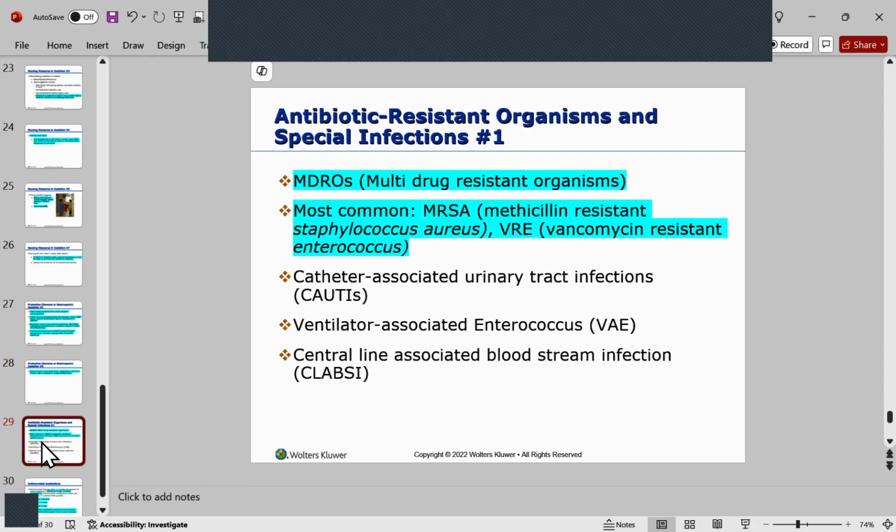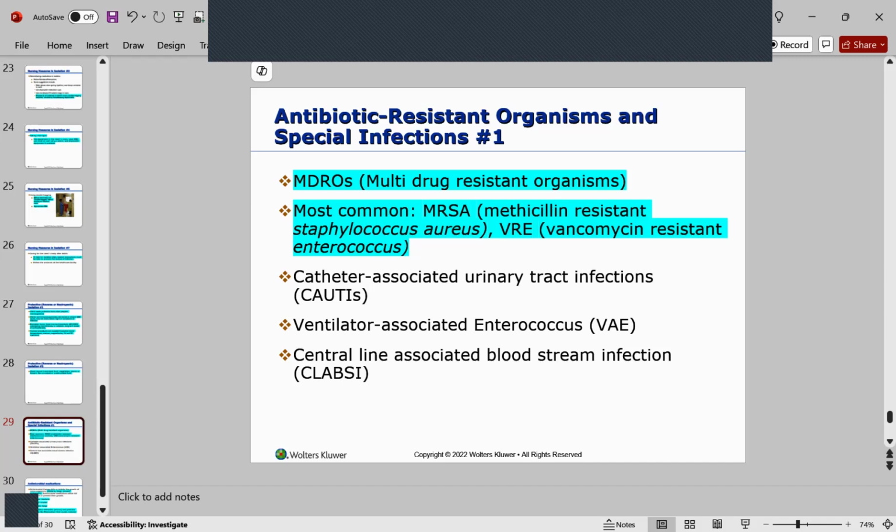And then there are some special infections. We call these multi-drug resistant organisms. Okay. So these are the superbugs, we call them. The most common one, most of you have probably heard of it, is MRSA, which stands for methicillin resistant Staphylococcus aureus. And then the other one is VRE, which is vancomycin resistant enterococcus. These are bacterial infections that have mutated and have become resistant to the strongest antibiotics that we have. So they can be very dangerous. Okay. And we're going to talk more about them in a second.